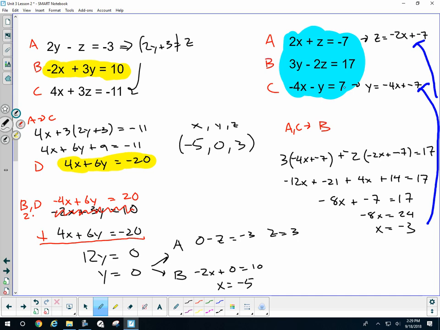Now we're talking about college algebra. This is the real deal here.